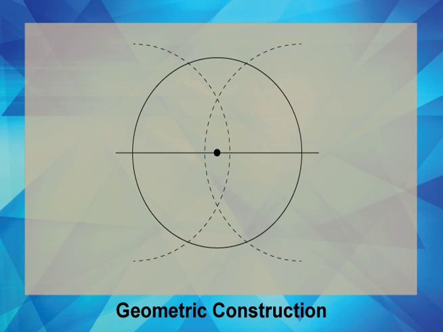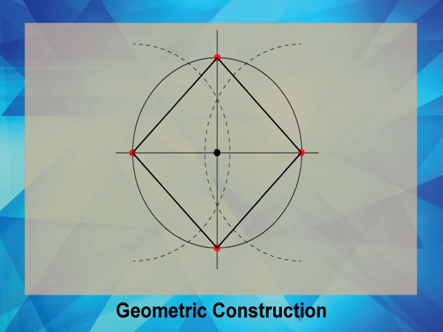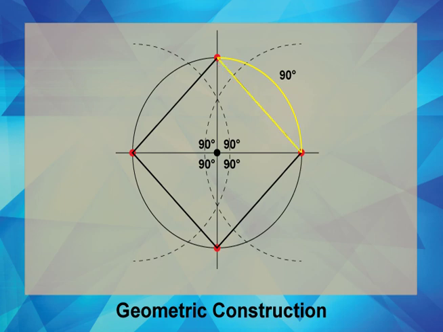Next, construct the line shown, which is the perpendicular bisector of the circle's diameter. You will be constructing a square from the 4 highlighted points. Construct the square. How do we know this is a square? Each of the central angles is 90 degrees. This means that each central angle defines an intercepted arc of 90 degrees. Each side of the square also defines the same intercepted arc. This means all 4 sides are congruent.